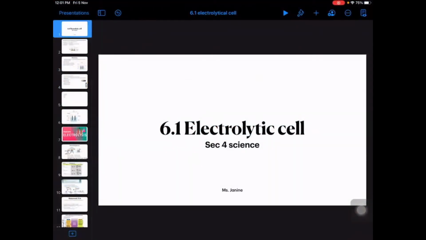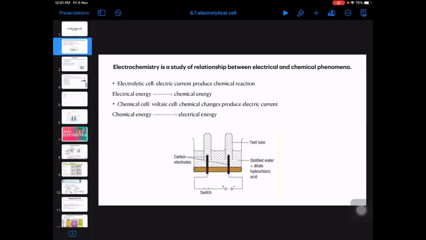6.1 Electrolytic cells. Electrochemistry is a study between electrical and chemical phenomena. So in this chapter, we are looking at electrochemistry.